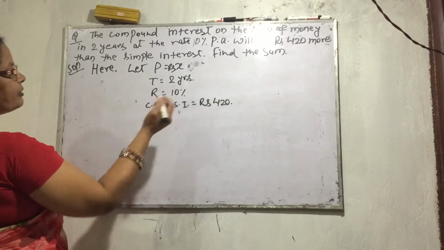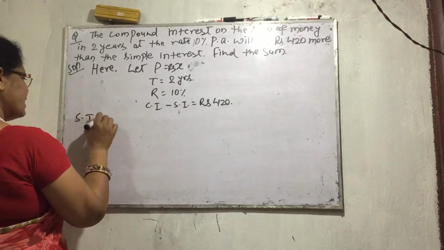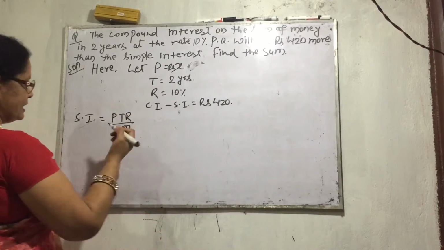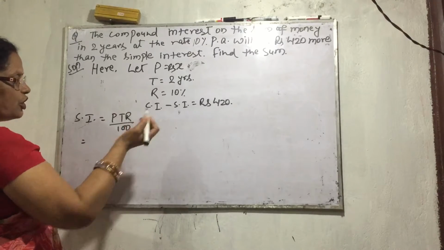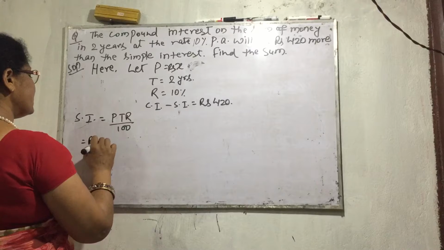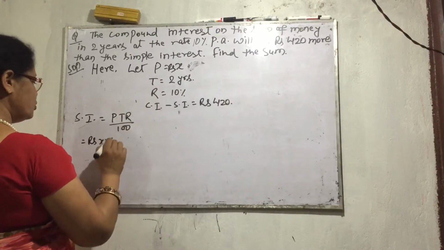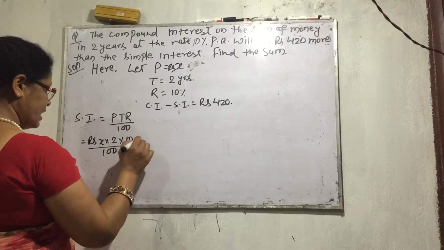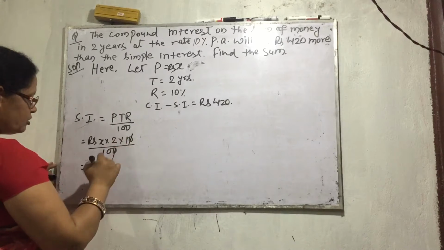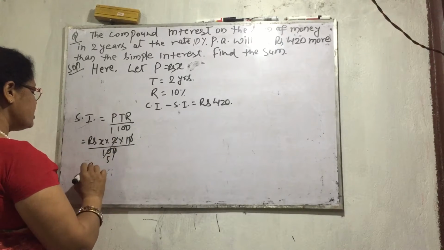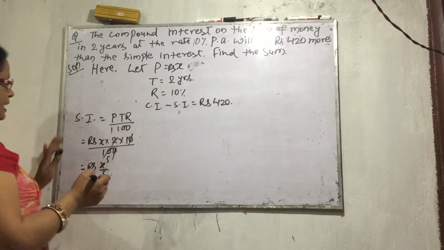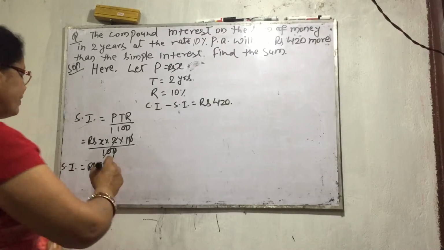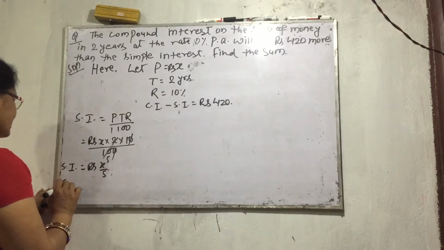Let's see. After this we can find out SI. SI equal to how much? PTR by 100. P into T into R by 100. P means we don't know, means X we have left. Rupees X into T means 2 years. R means 10% divided by 100. This 10 cancel, 2 1s are 2, 5s are 2, means rupees X by 5. Its simple interest is SI equal to X by 5.